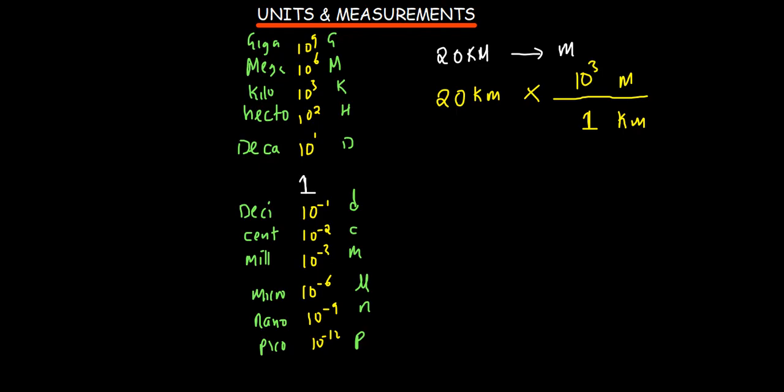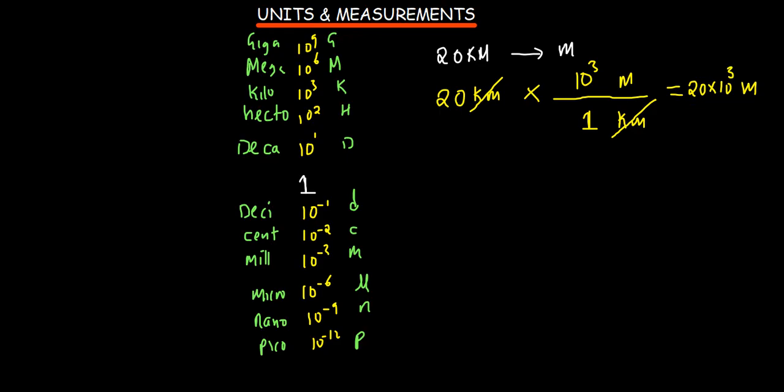So when you multiply, you are going to see this kilo is going to cancel with a kilo. And then the answer is going to be 20 times 1,000, sorry. That is going to be 20 times 10 to the power 3 meters. You can also write it as 20,000. So like this, you have converted your unit. It is as easy as that.